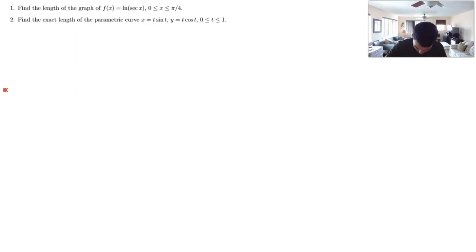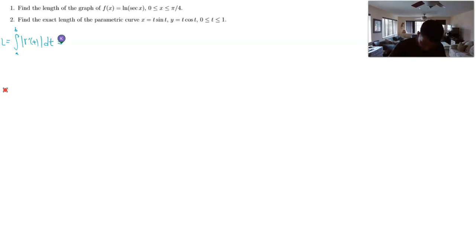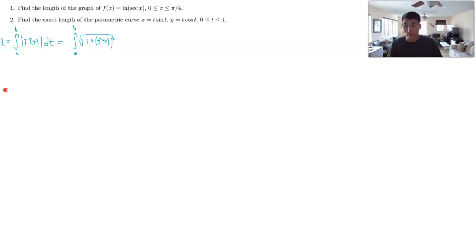Okay, so we know the formula for arc length is, let's just say L is equal to the integral from B to A of the magnitude of r prime of t dt. Or you could also write it as the integral from B to A of the square root of 1 plus f prime of x squared, or you could see it as dy/dx or just y prime, but it's just the derivative of whatever function they give you, squared, then dx. That's the same thing. So as you can see, we're going to have to use both those formulas for these two problems. Let's do the first one in green.